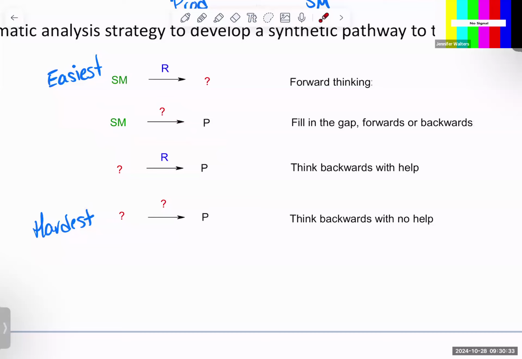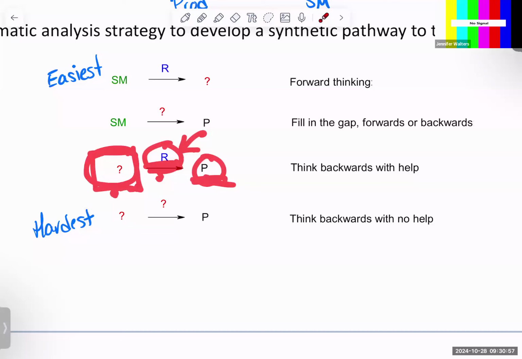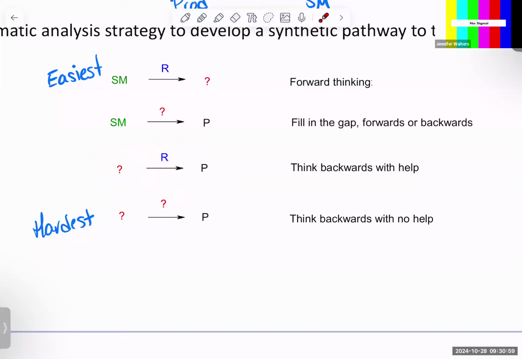If you have a product and a reagent, and you're now asked to think of the starting material, this is harder, because you have to think backwards, but you get a little bit of help because now you're told which reaction we're doing. The main thing to keep track of is what elements that is going to impact within my product. So you're asking what elements did I have to start with, because they didn't come from the reagent? So it's thinking backwards with a little bit of help.